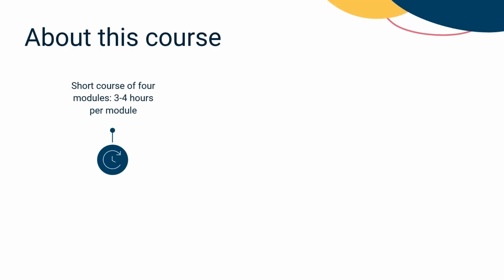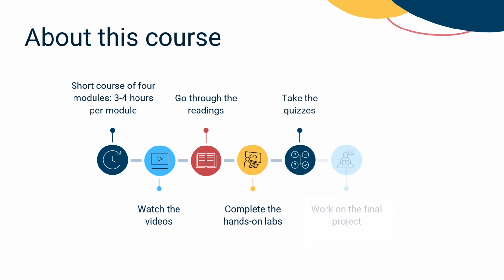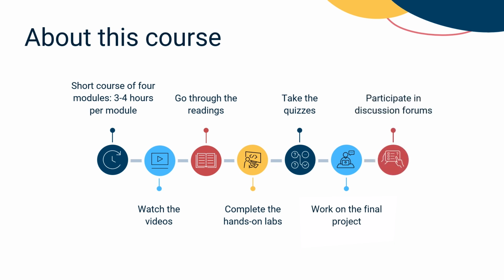This short course has 4 modules, each taking approximately 3 to 4 hours to complete. We encourage you to set aside time to complete all the modules. To get the most benefit from this course, watch all the videos and review the readings. Then, reinforce your learning by completing all the hands-on activities such as the labs, the practice, and graded quizzes, and the final project. We also encourage you to participate in the course discussion forums to connect with others taking the course or to get help from the course staff.